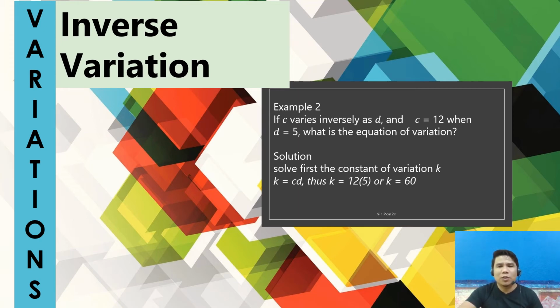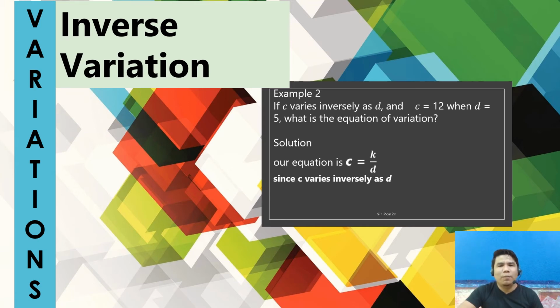And then you can have your solution starting here. Solve first for your constant of variation. Your constant of variation would be the product of C and D. So k is equal to C times D, because if you derive it from your original equation, C is equal to k over D, you get k is equal to C times D. Thus, your k is 12 times 5, since your C is 12 and your D is 5. Therefore, your constant of variation is 60. Now, after getting your constant of variation, you are ready to give your equation of variation.